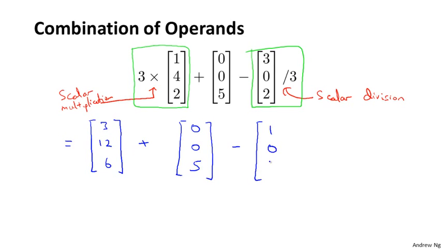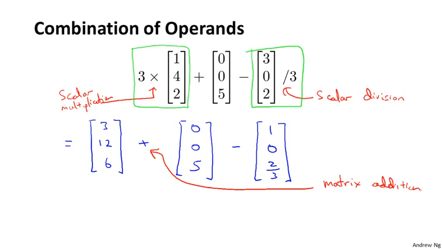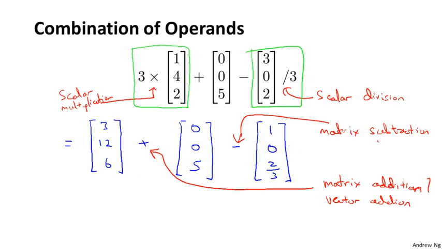minus 1, 0, 2/3. And again, just to make sure we understand what's going on here, this plus symbol is matrix addition. Since these are vectors, and remember vectors are special cases of matrices, we can also call this vector addition. And this minus sign here is again matrix subtraction. But because this is an n by 1, really a 3 by 1 matrix, this is actually a vector, so we can also call this vector subtraction.